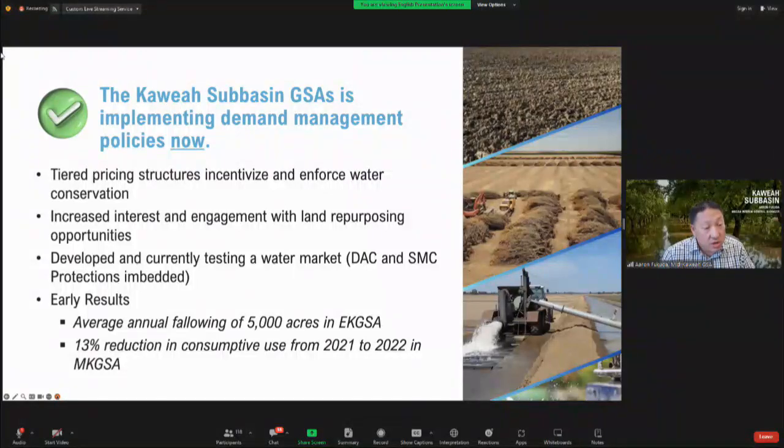It's important to note that we've seen the positive benefits of our demand management or allocation policies. The tiered pricing structures have incentivized land fallowing and repurposing. And some of our early results are found in the East Kaweah GSA, where 5,000 acres of land has already been fallowed, and in the Mid Kaweah GSA, where in 2021 to 2022, we saw a 13% reduction in consumptive use, which was during that drought period related directly to groundwater use. Next slide.